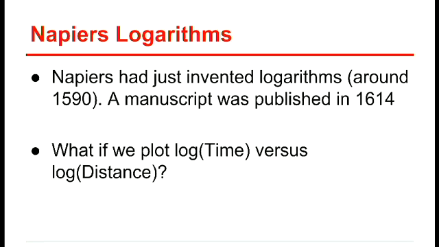Very luckily, during that time, Napier had just invented logarithms, 1590. This is where he invented how you could multiply large numbers using logs. So he invented what are called Napier's bones. Anybody heard of them? The manuscript was published only in 1614, by the way. But still, there was correspondence between these astronomers, Napier, Tycho Brahe, and a bunch of people.